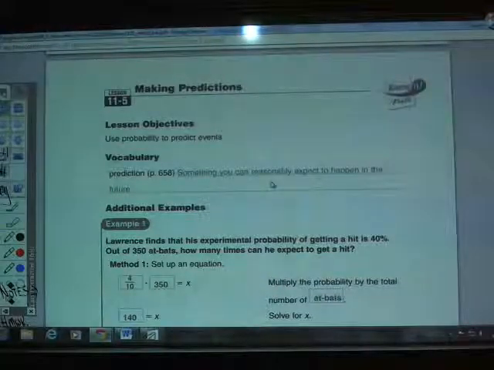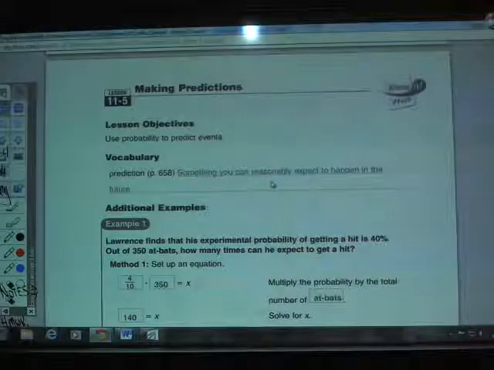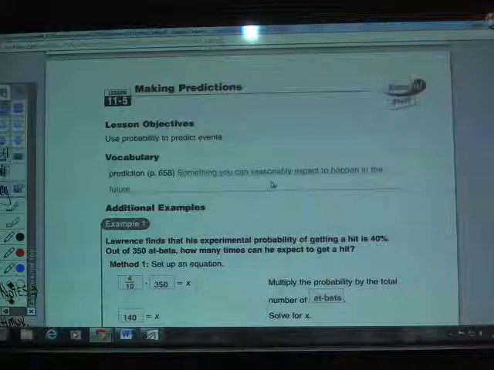So let's go ahead and take a look at the first question here. Number 1 says that Lawrence finds that his experimental probability of getting a hit is 40%. Out of 350 at-bats, how many times can he expect to get a hit? Okay, so there's a couple different ways we can go about solving this problem, and that's what they're going to run us through to start off with.